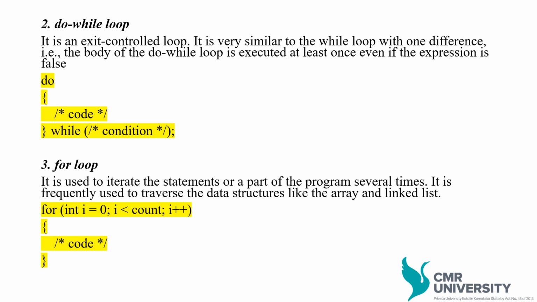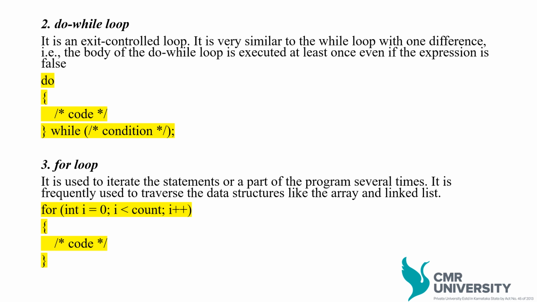Next is do while. It is an exit control loop. It is very similar to the while loop with one difference. The body of the do while loop is executed at least once, even if the expression is false. Do while means if a condition or expression is false, then also the do while will execute the output at least once. That's the purpose of the do while loop.